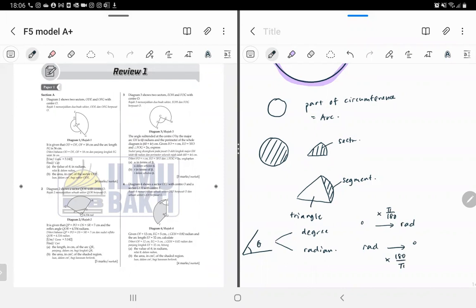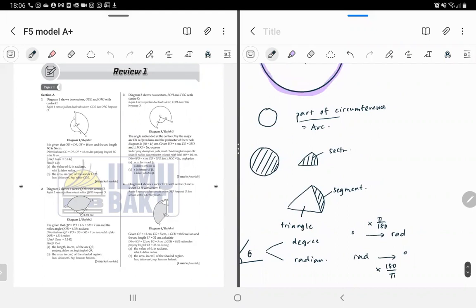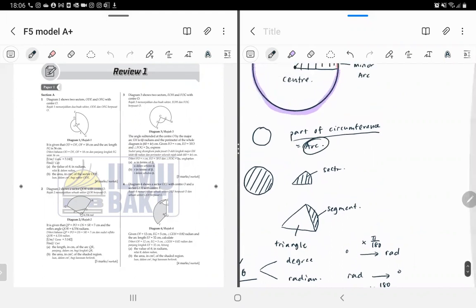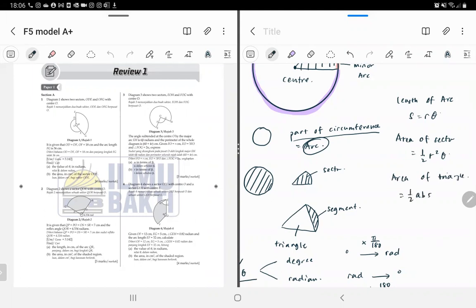Okay, and then if we want to find the part of a circumference, which is the arc, the length of arc, we use the formula s equals r theta, where theta is in radian. If we want to find the area of sector, then we use 1 over 2 r squared theta. If we want to find the area of triangle, then we use the formula 1 over 2 ab sine C.